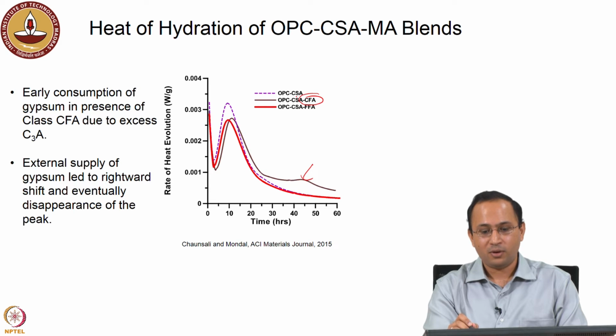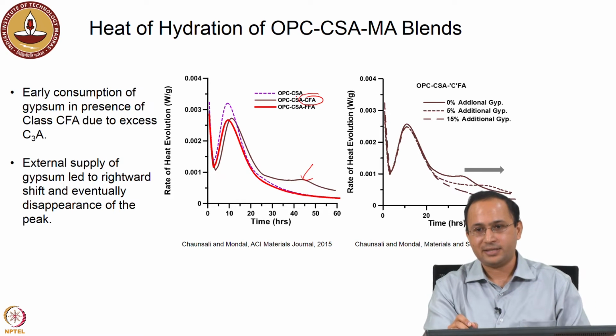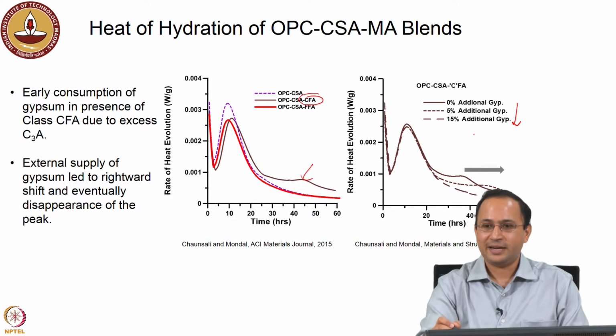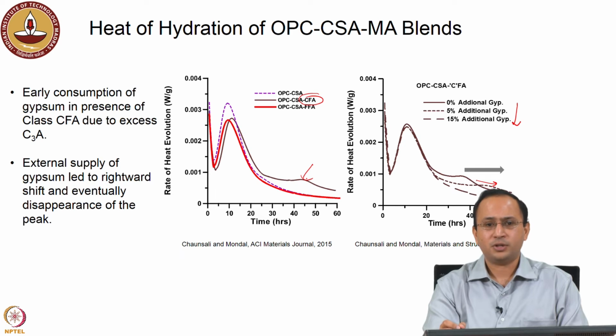Now, if you want to verify whether it is because of only gypsum depletion, what you can do is simply add additional gypsum. That is what we saw here. With 5% additional gypsum, you delay this peak, and eventually at 15% we do not even see that peak. So, it was confirmed that this peak was due to the depletion of gypsum.